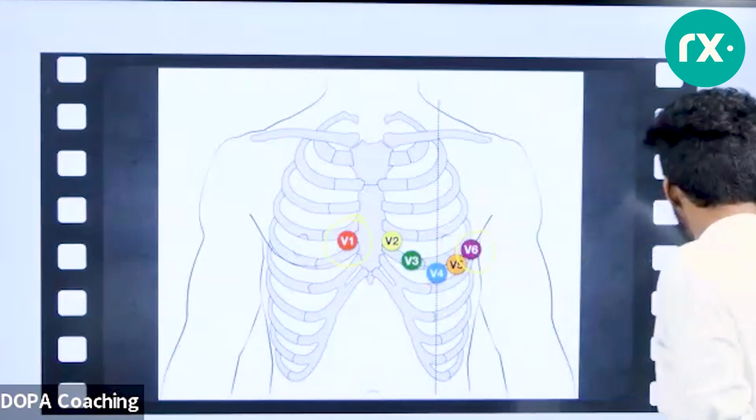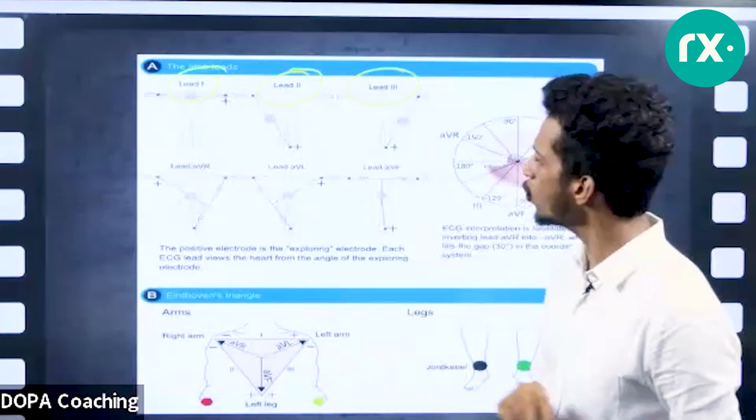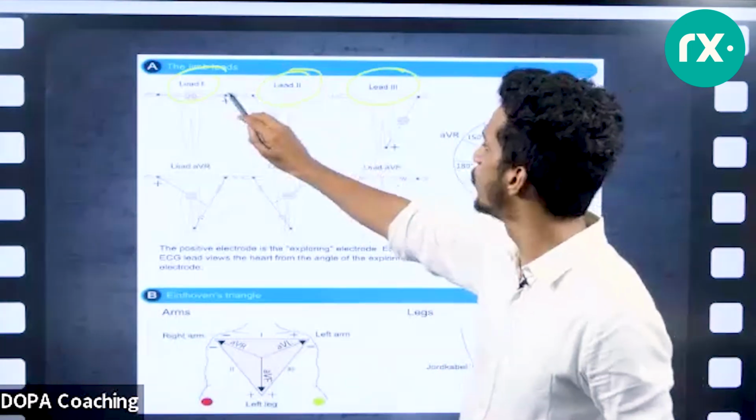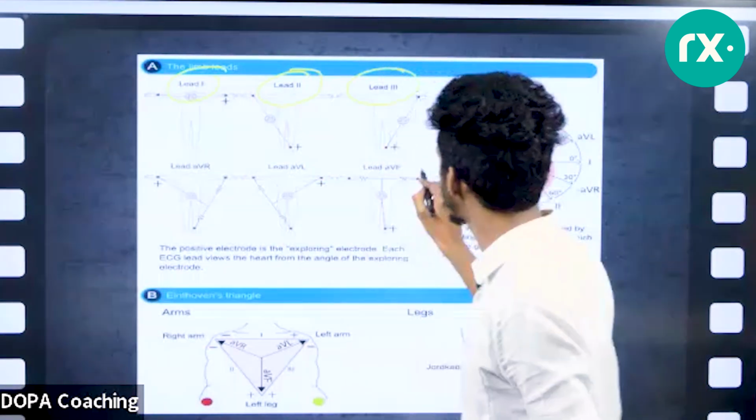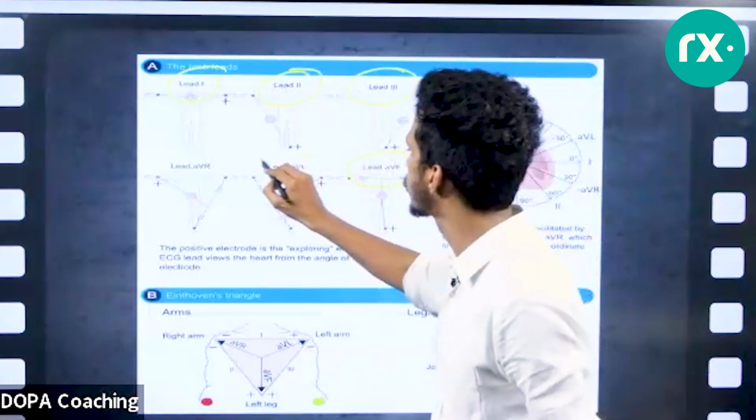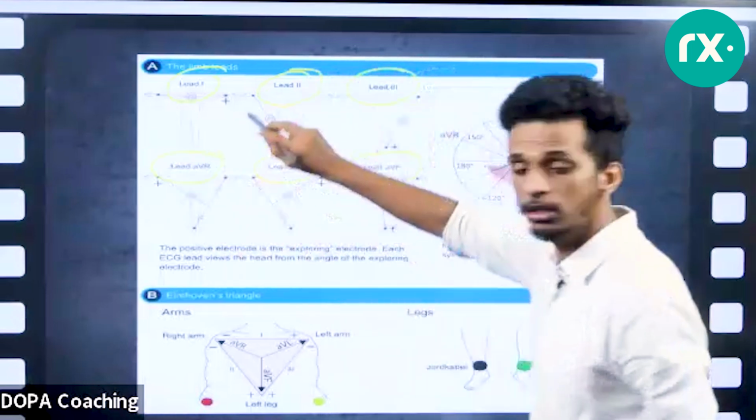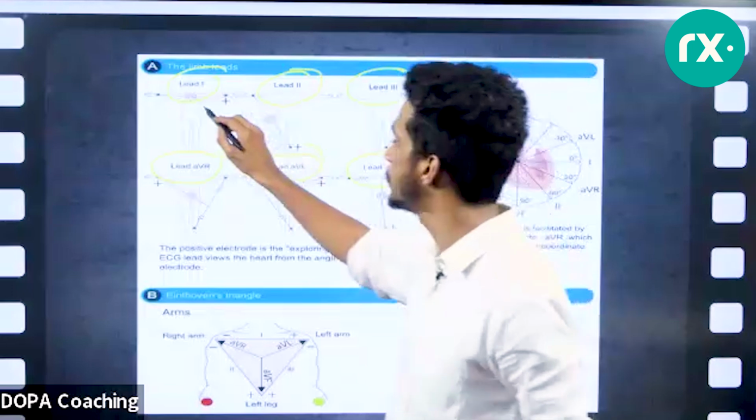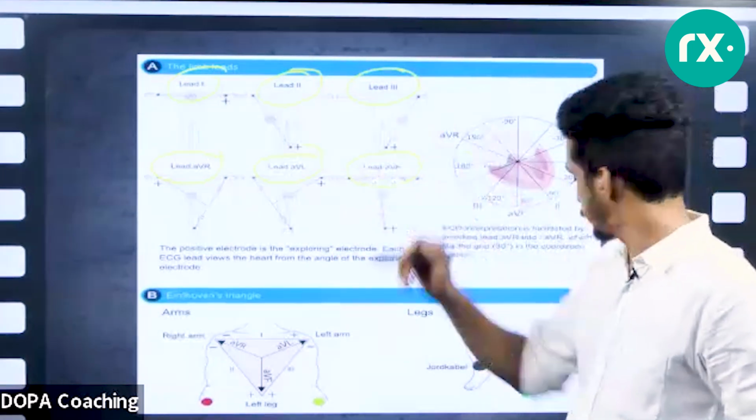Now speaking about the limb leads, we have lead 1, lead 2, and lead 3. We have unipolar limb leads and bipolar limb leads. We place a lead perpendicular to lead 1, which is called lead AVF. We place a lead perpendicular to lead 2, which is called lead AVL, and we place a lead perpendicular to lead 3, which is called lead AVR. These 6 leads make the limb leads, and we have chest leads.